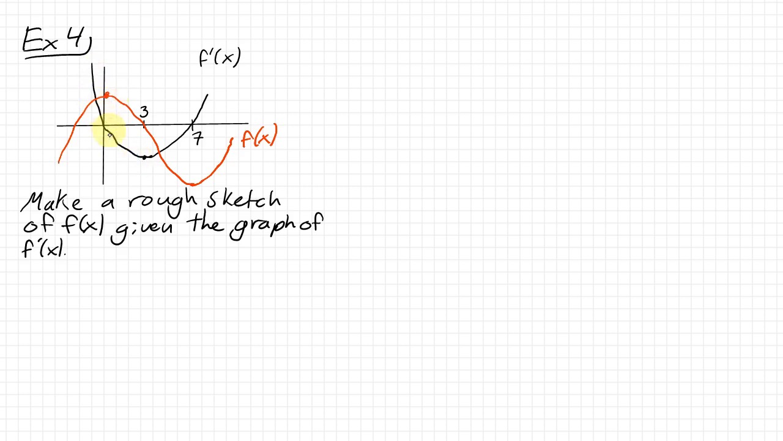And then wherever f prime is negative here below the x-axis, then f of x should be decreasing. And when f prime is equal to 0 at x equals 7, that's where this should be flat, and then from there it should start increasing again.